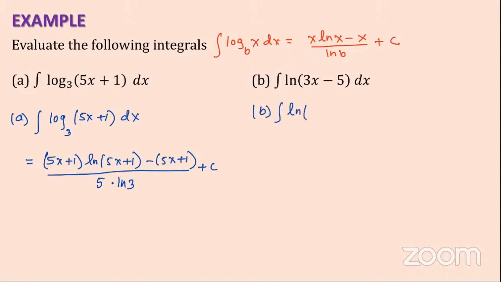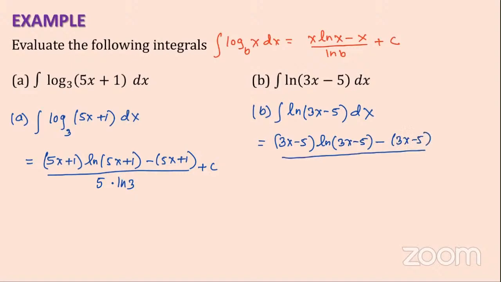So for the second one, because it is the natural log, let me write it down. Integration of natural log of 3x minus 5 with respect to x is equal to x log x. x is 3x minus 5. Natural log 3x minus 5, x log x, minus 3x minus 5. Divide by the derivative, divide by 3, plus c. That's it. So we are using the formula directly in these two examples for the logarithmic function.